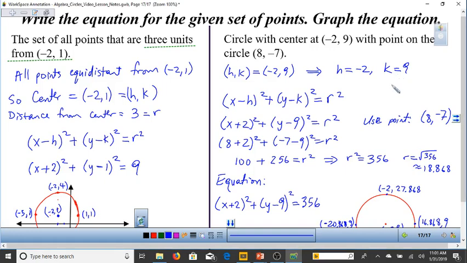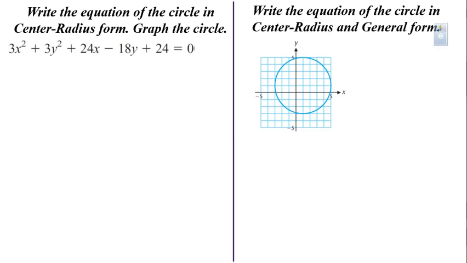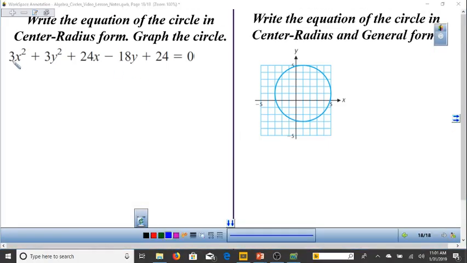Let's go on to another example. Last two examples here. Write the equation of the circle in center radius form and graph it. So let's try this one quickly here. Now, since the coefficients of x squared and y squared are 3, I'm going to divide everything by 3. So I end up with x squared plus y squared plus 8x minus 6y plus 8 equal to 0. That's dividing everything by 3.